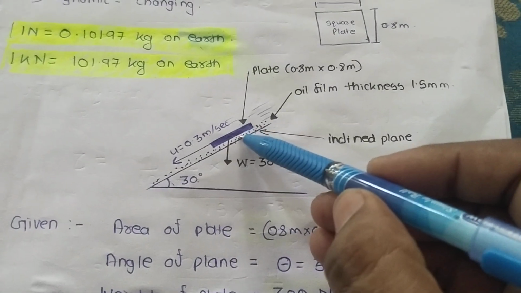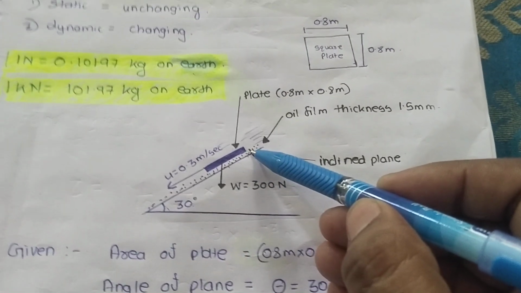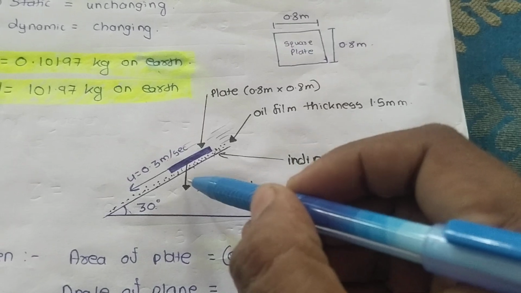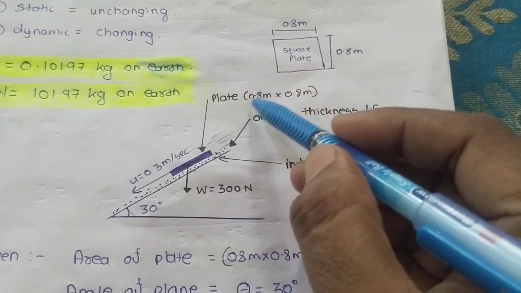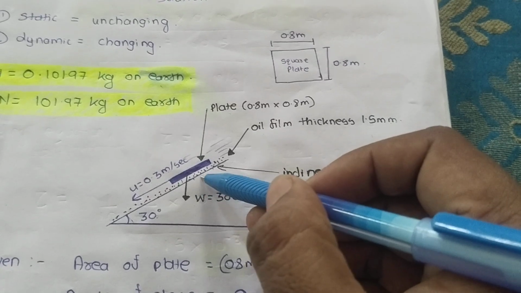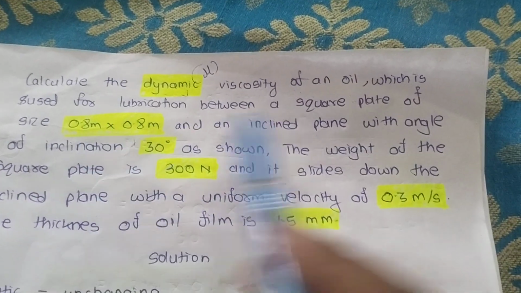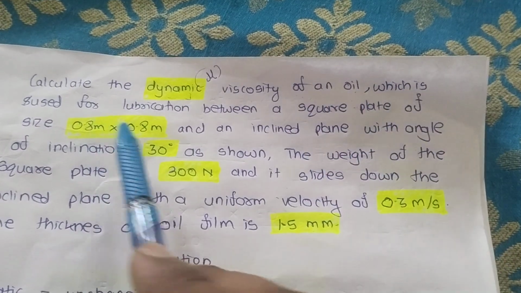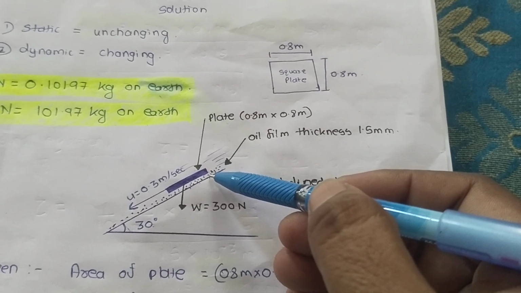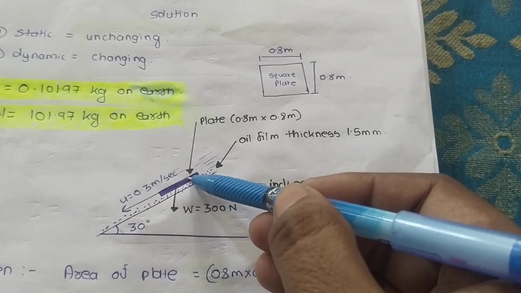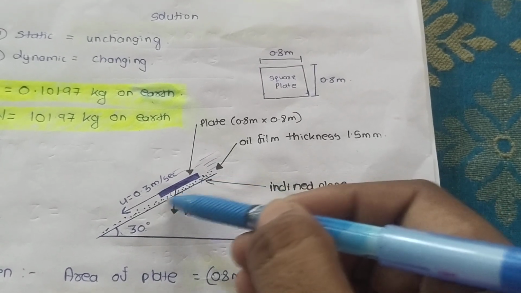Okay, so this is a diagram. We have to find the dynamic viscosity of an oil. This is a square plate of 0.8 meter by 0.8 meter, and this is the inclined plane. In between them the oil is applied, which is used for lubrication between the square plate and the inclined slope. We have to find the dynamic viscosity of this oil.